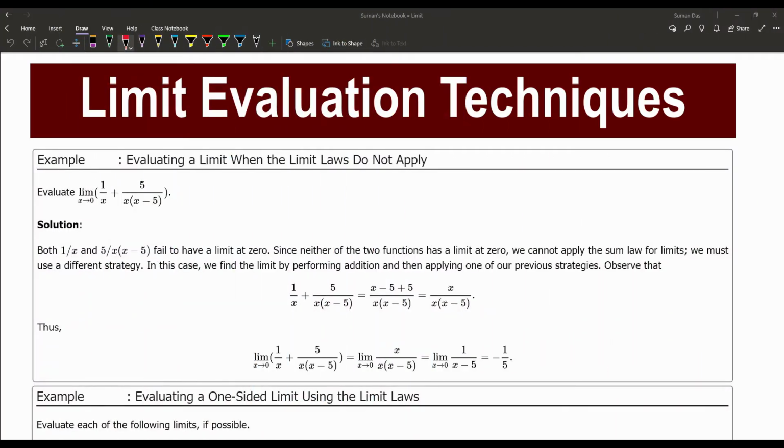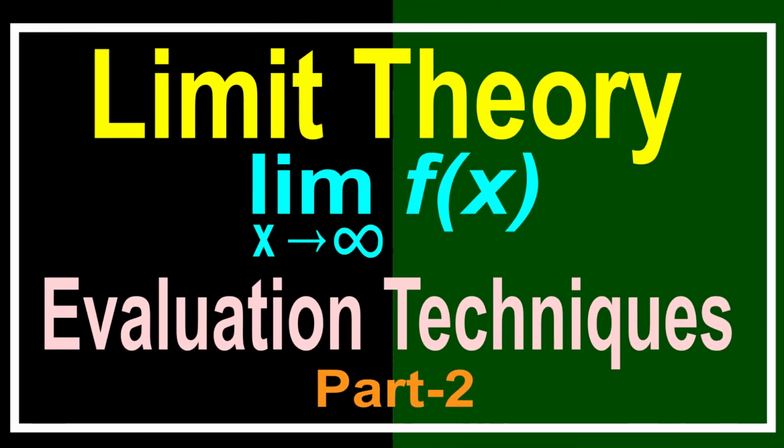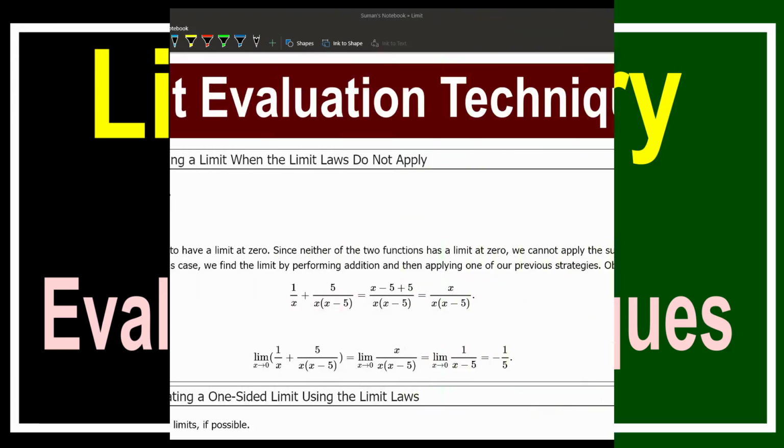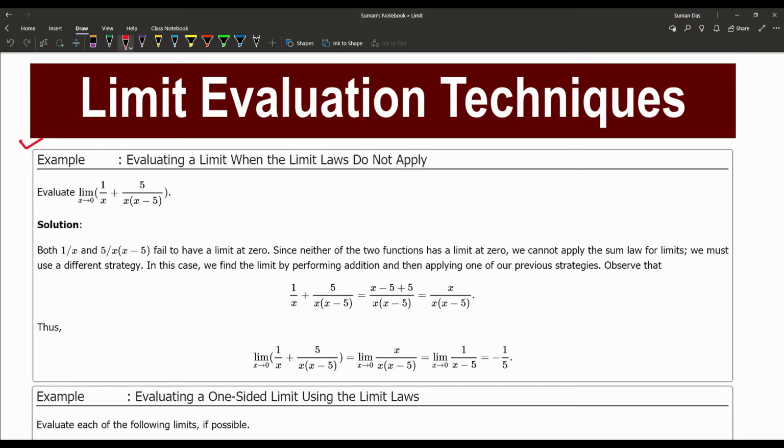Hello friends, today we will discuss some more evaluation techniques on limits. The first example is evaluating a limit when the limit laws do not apply. Let's check the problem. Limit as x approaches 0 of the function 1/x + 5/(x(x-5)). Now both 1/x and 5/(x(x-5)) fail to have a limit at 0.